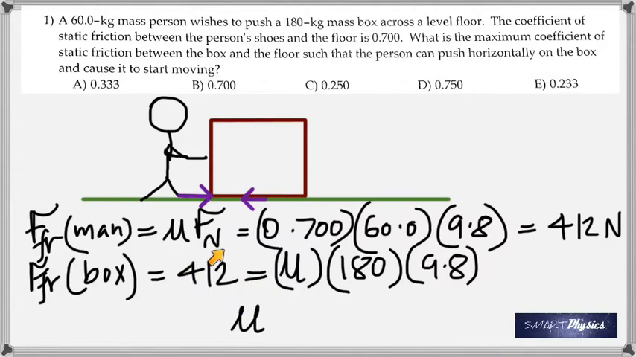If it's less than 412, surely the box moves. If it's more than 412, then the man moves backwards. Okay. So since we do want the box to move, when you just make that little calculation from here, you get the mu as 0.233.